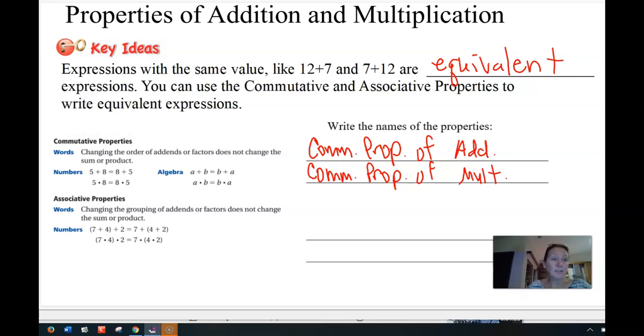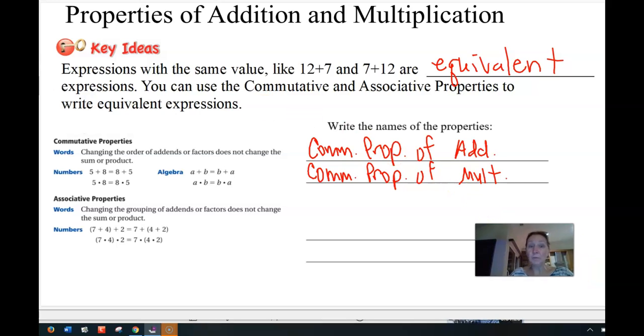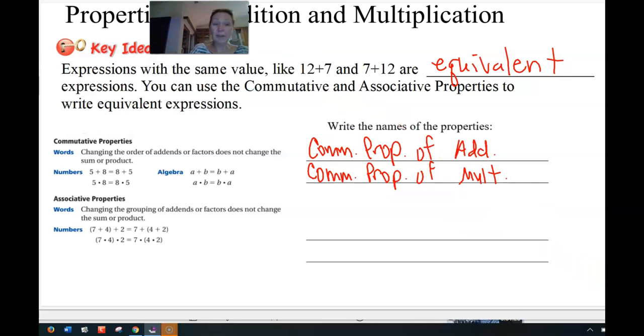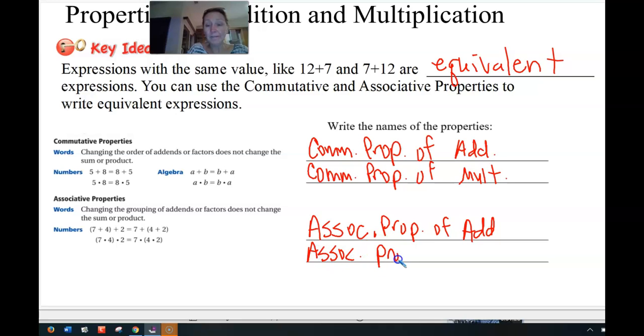Okay, and now for the associative, same thing. It only works for addition and multiplication, not for subtraction or division. So I've got the associative. Definitely don't stop at the first 3 letters. That would not be appropriate. So it's the associative property of addition, and it's the associative property of multiplication. Oops, I didn't mean to abbreviate the "of." Okay, so those are the first 4 properties that we've learned about so far.